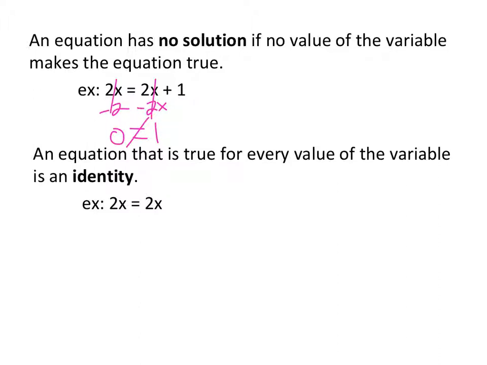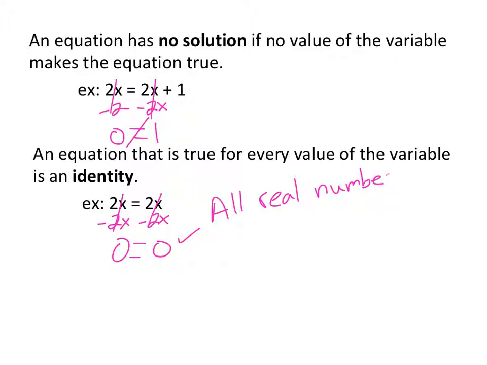Now an equation that's true for every value of the variable is known as an identity. So if you were to subtract 2x from both sides, you'd get 0 equals 0, which is true. Or you could have seen, 2x equals 2x is exactly the same on both sides, so that's an identity. We can say that this would also be all real numbers, that any real number you substitute in would make that equation true. And if you want to say the set of all real numbers, you just make a capital R like that to mean the set of all real numbers.